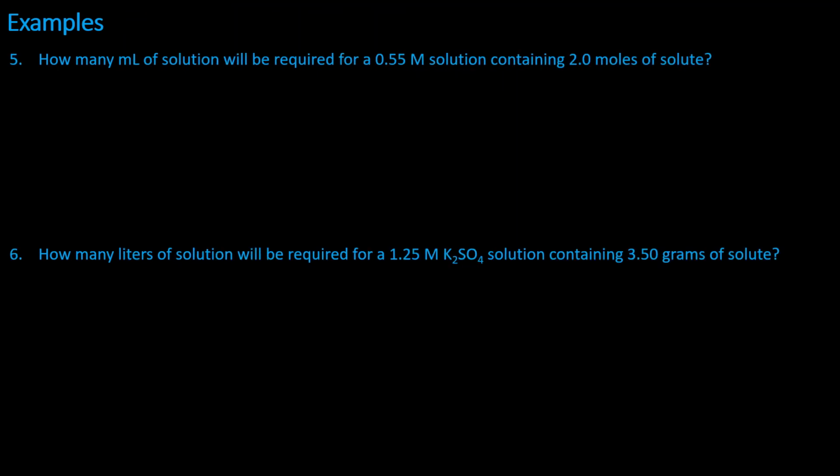All right, last two problems. So this time I'm looking for milliliters of solution, and I've got molarity here, so that's moles over liter, and I've got 2 moles of solute. So which do I start with? Do I start with 2 moles of solute, or do I start with 0.55 moles per every single liter? I'm going to start with this one because it doesn't have any units in the denominator. So we'll start with moles.